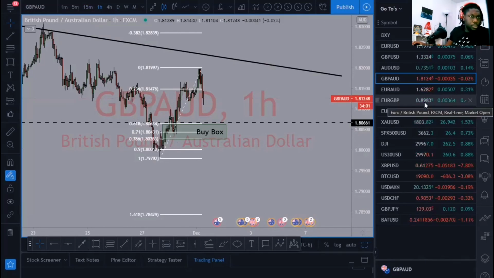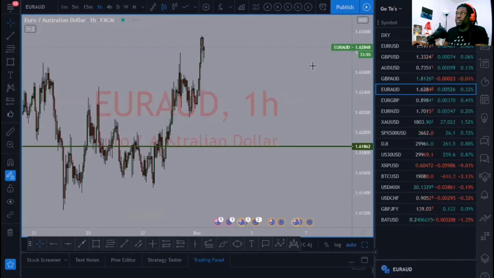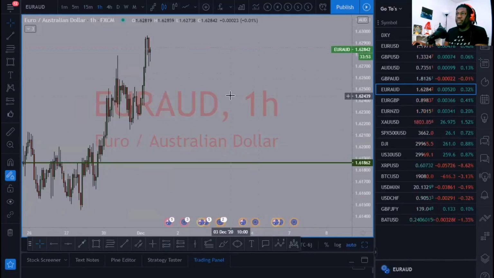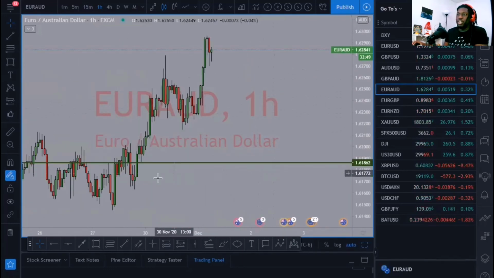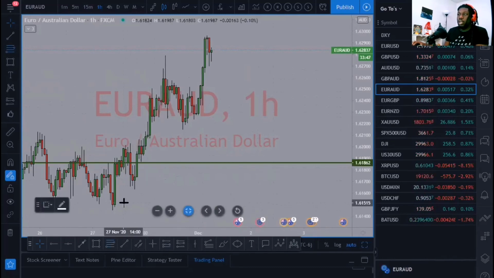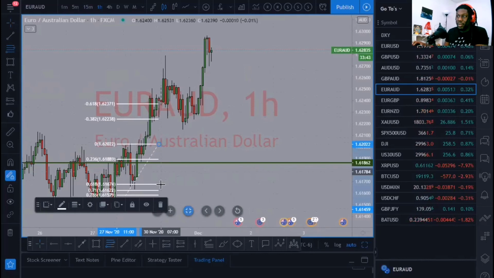Ooh, okay. There you go. Okay. So Euro AUD. Same thing with Euro AUD. Dang, this really went bullish, man. This went way more bullish than I wanted it to. This would have been the entry right here. Dang, right there. This would have been an entry for this move, but it's okay.